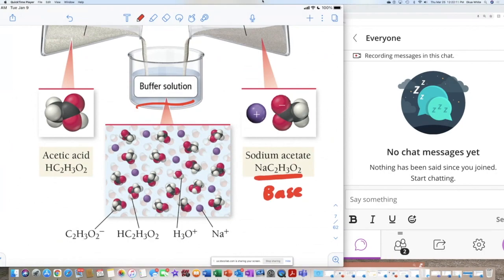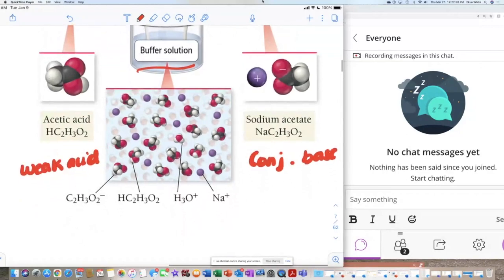And this is the formula of the weak acid. So I should actually call this the conjugate base because it's not just any base. They hand-pick that base on purpose so it doesn't react with the acid. So this is the conjugate base. And so you can see them here.